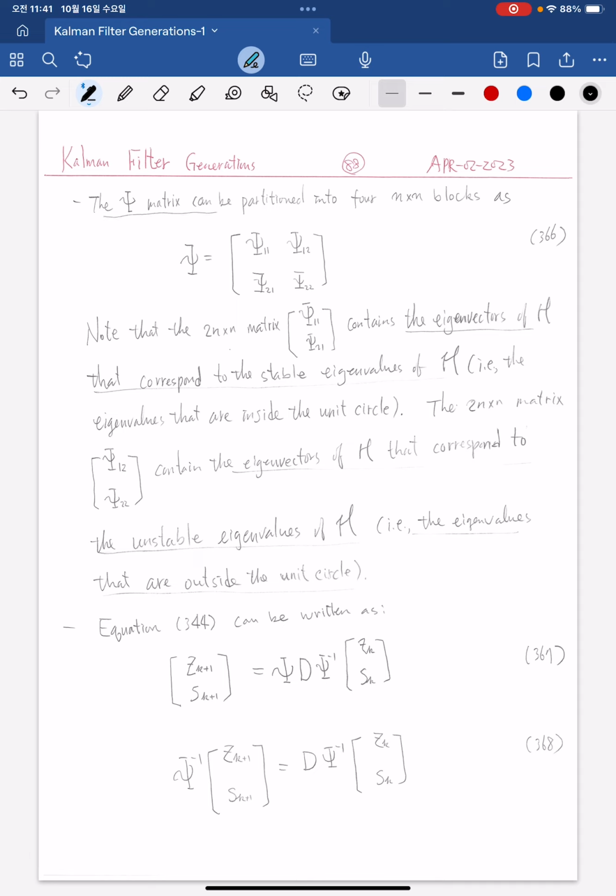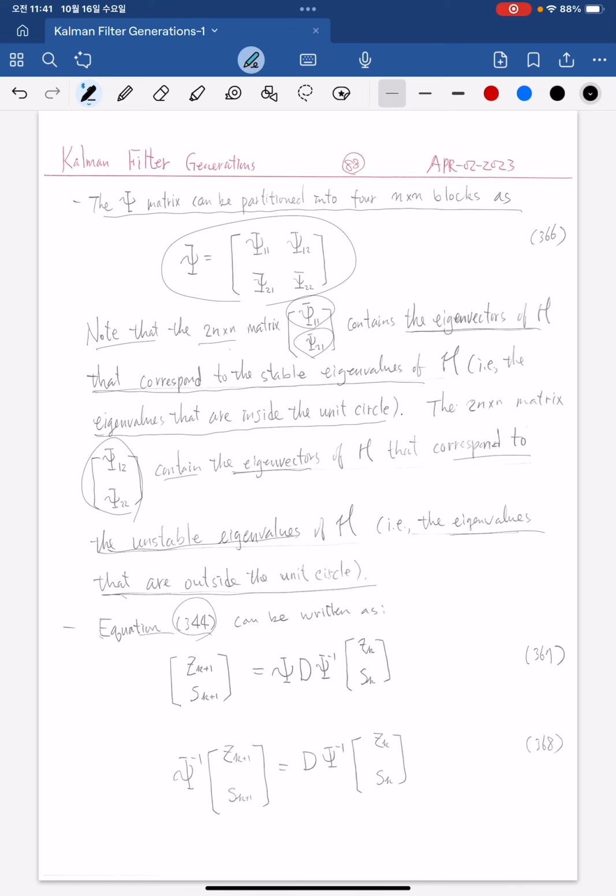The psi matrix can be partitioned into the 4 n by n blocks like this. Note that the 2n by n matrix psi 1 1, psi 2 1 contains the eigenvectors of H that correspond to the stable eigenvalues of H, that is, the eigenvalues inside of the unit circle. The 2n by n matrix of psi 1 2, psi 2 2 contains eigenvectors of H that correspond to unstable eigenvalues of H, that is, eigenvalues that are outside of the unit circle.